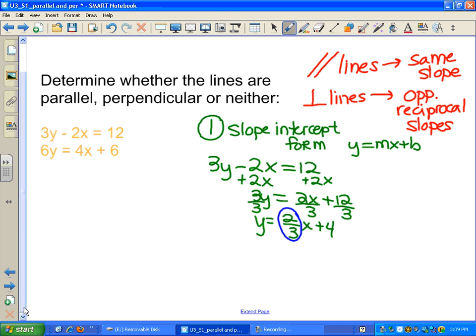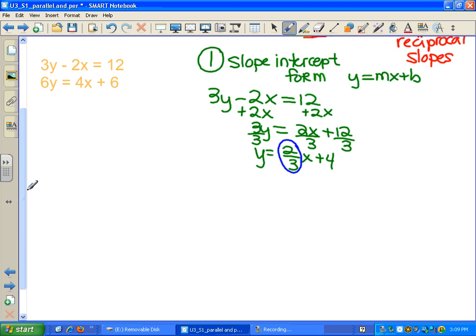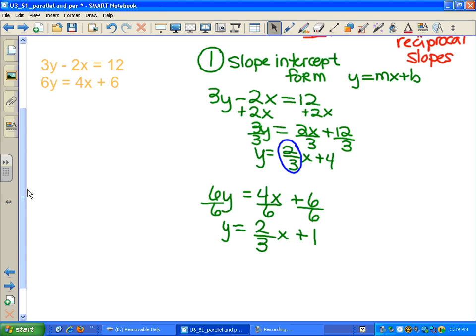Then I'm going to find slope-intercept form for my second equation. So my second equation was 6y equals 4x plus 6. I'm going to go ahead and divide both sides by 6. So I end up with y equals 4 over 6. Well, I can reduce that fraction because 2 goes into both of them. 2 goes into 4 2 times, and 2 goes into 6 3 times. So I get 2/3 x plus 1. And if I look for my slope, which is right in front of my x, I get 2/3.